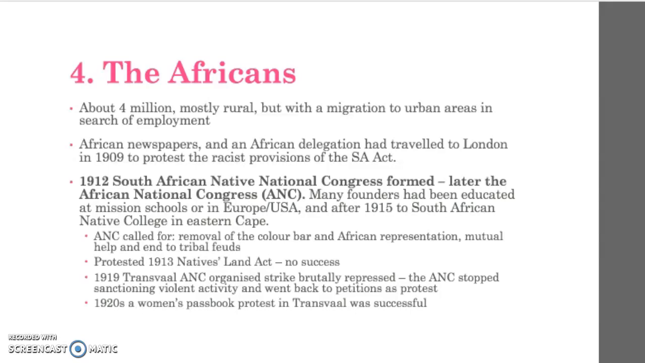Many of its founders had been educated at mission schools, and some had travelled to Europe and the USA for an education, and there's also a South African Native College founded in the Eastern Cape. The first president of the ANC, John Dube, had been educated in the USA, and he's very heavily influenced by the ideas of Booker T. Washington, that individual advancement can come through education.